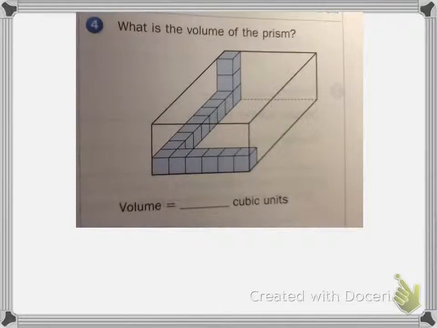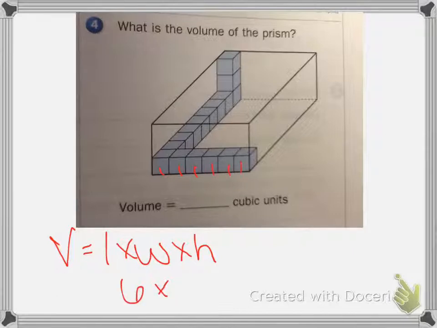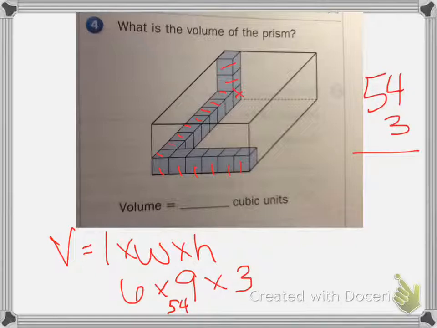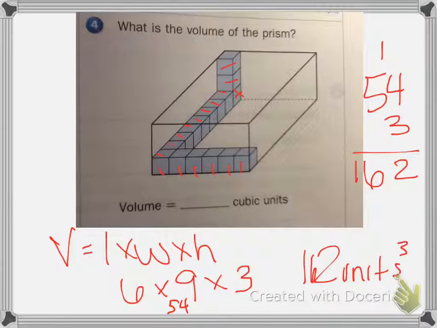Number 4 says, what is the volume of the prism? So remember, volume equals length times width times height. So the length, 1, 2, 3, 4, 5, 6. The width, 1, 2, 3, 4, 5, 6, 7, 8, 9. And the height is 1, 2, 3. 6 times 9 is 54. 54 times 3. 3 times 4 is 12. Carry the 1. 3 times 5 is 15 plus 1. 162. So it's 162 units cubed.